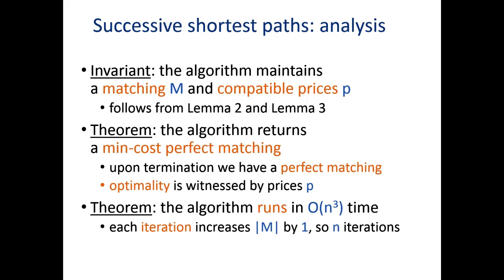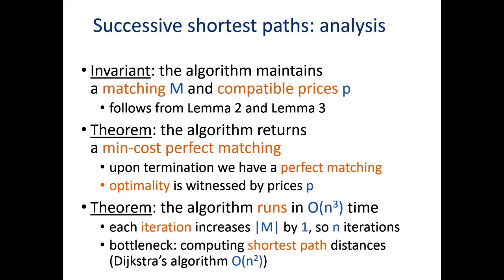Okay, so n iterations, and the bottleneck in each iteration is computing shortest path distances and updates. There you can do Dijkstra in order of n squared, since the number of edges we have is n squared. You can optimize that further, of course. Pretty much everything we cover in this class can be further optimized, but we're not going to do that.